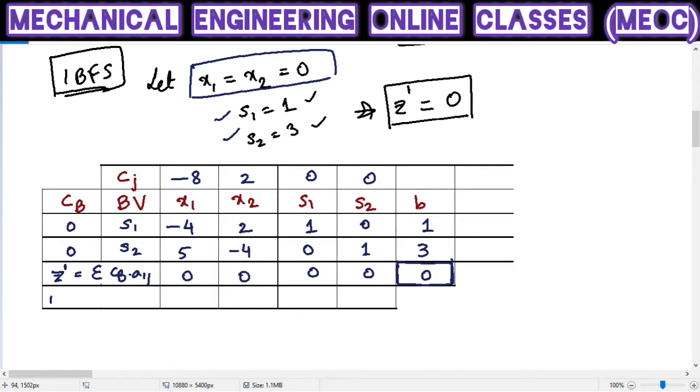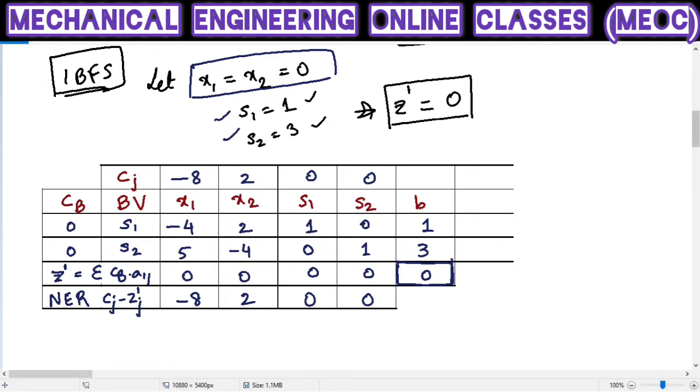So for that we will be calculating the net evaluation row or index row as Cj minus Zj dash. Cj is minus 8, Zj is 0, so this is minus 8, so 2 minus 0 is 2, 0 minus 0 is 0, 0 minus 0 is 0. And now from the condition of optimality we know that we have attained an optimum solution when this NER is all zeros and positives for a min type, or zeros and negatives for a max type of problem.